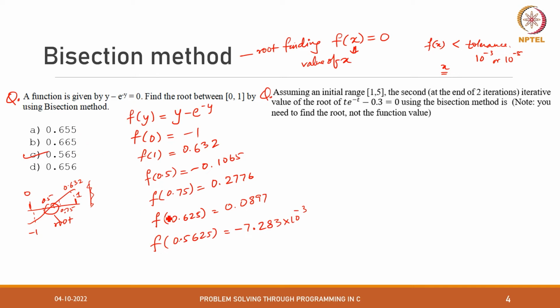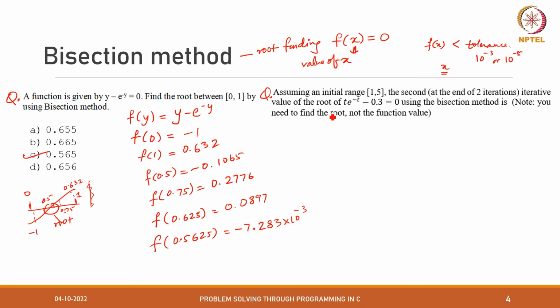All of the other options, 0.655, 0.665 and 0.656, are greater than 0.625, so the value would be more positive. But for this one we have a very low value, of the order of 10 to the minus 3, so we can say the root is roughly at this point. This is the root of the function y minus e to the power minus y. This is how you do the bisection method.